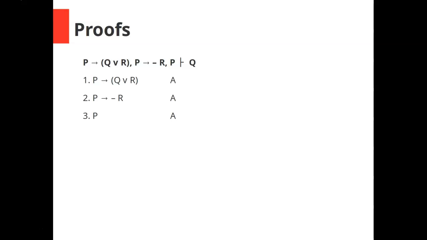Look at 1 and 3. You have a conditional and the antecedent, so you get the consequent. But you can also do that with 2 and 3 to get not R. So now you have Q or R and not R. And then on 6, you can get Q from disjunctive syllogism from 4 and 5.